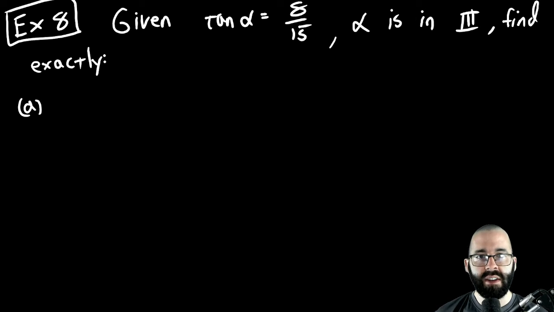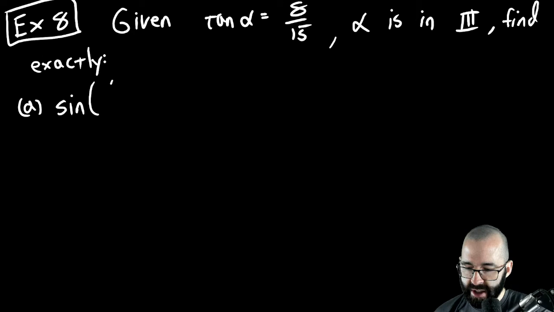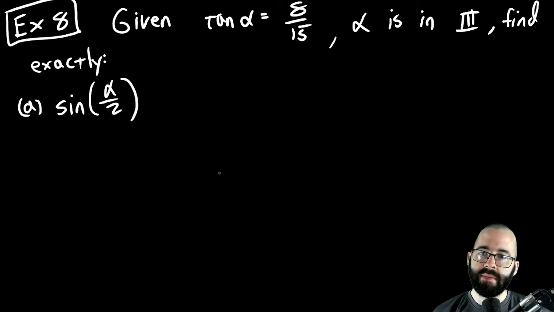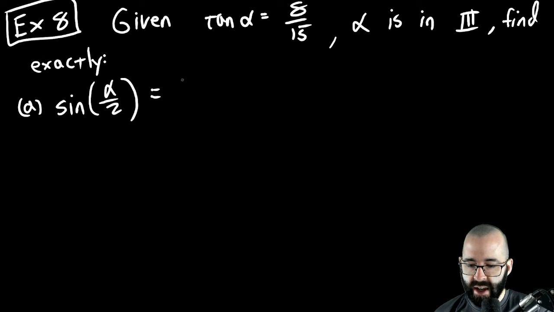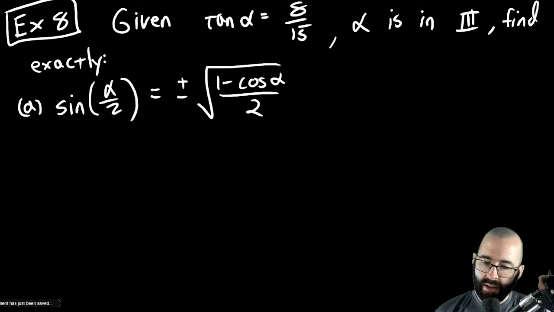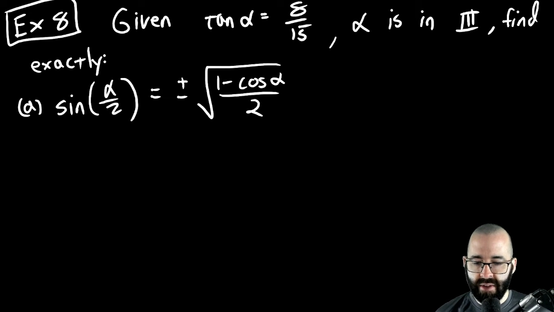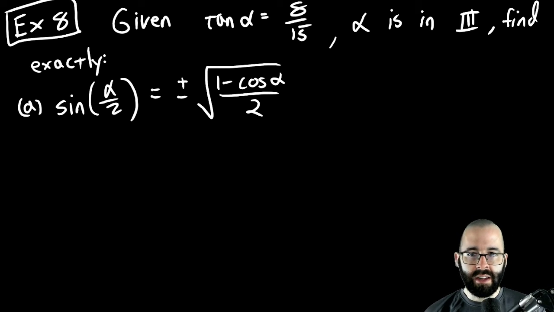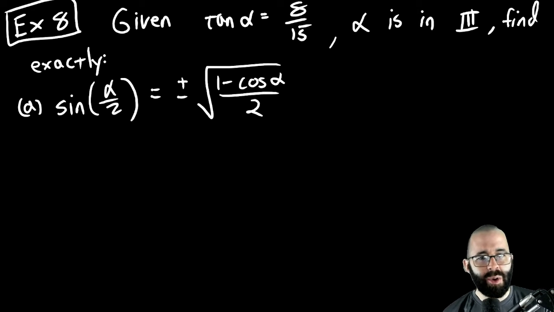We're going to use what we know about half-angle formulas to find this information. So we use a half-angle formula. Sine of alpha over 2 is plus or minus the square root of 1 minus cosine of double that, just alpha, all over 2. And this is where things get a little tricky. Be very careful. Do we need the plus here or the minus? Alpha is in quadrant 3. What is alpha over 2 in?